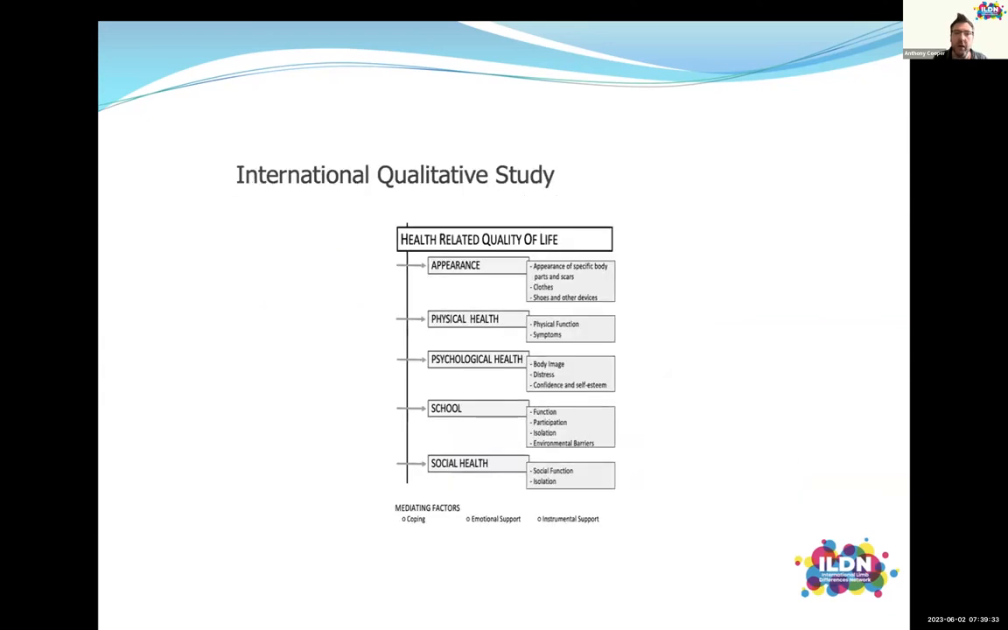From this, the framework expanded to include appearance, so particularly looking at things like scars, the appearance of people's legs, the use of clothes and other devices, their physical health, both in terms of function and symptoms, psychological health, which included body image, distress, confidence, and self-esteem, the impact it has on school, and also social health. We also identified some mediating factors such as emotional support and coping structures.